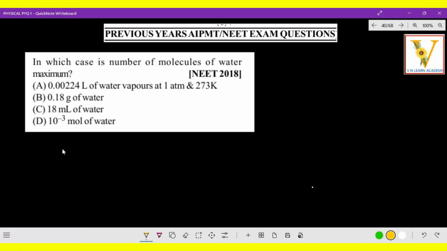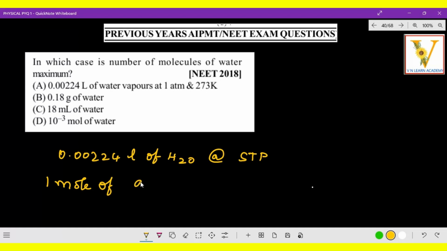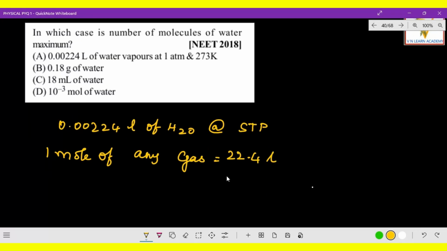Now first and foremost, 0.00224 liter of water at STP. At STP, right? Standard temperature and pressure. Now here, 1 mole of any gas, how much is it? 22.4 liter. Okay, therefore for this one, how do we calculate it?